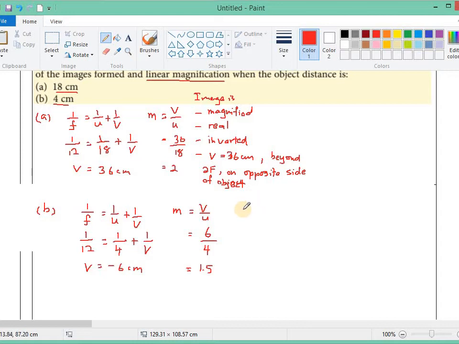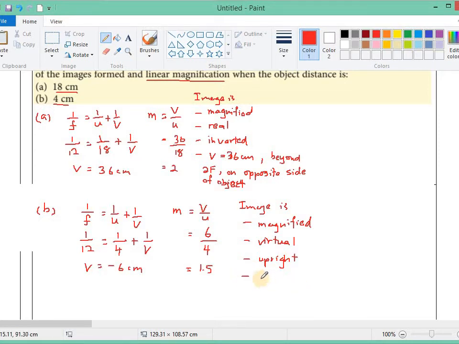So if the magnification is 1.5, the characteristic of image is magnified. That means larger than the object, and we see that the image distance is negative, so this means that the image is virtual. Okay, and if it's virtual, that means it must be upright, because all virtual images are upright.